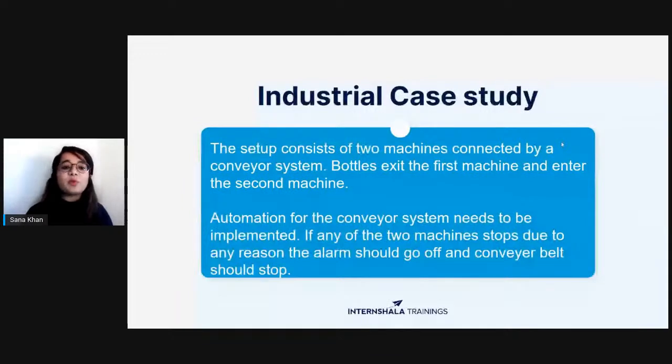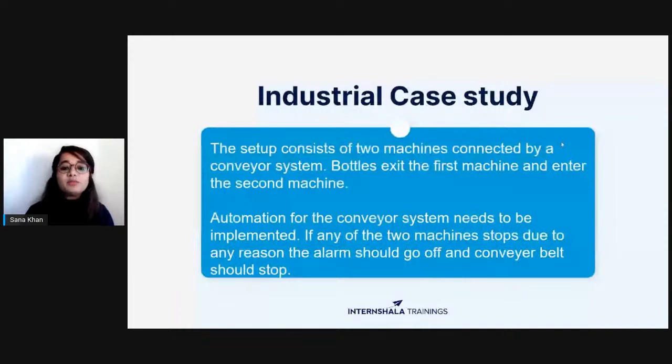So what is the problem statement here? I have two machines, and these two machines are connected via a conveyor system. And there are bottles which are put on the conveyor system. So from the one machine, the bottles are coming out, and into the another machine, the bottles are going in.